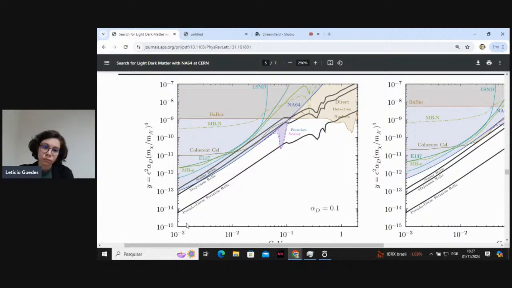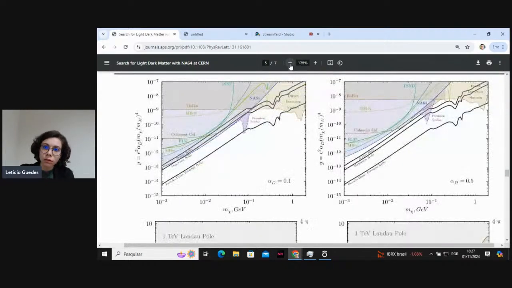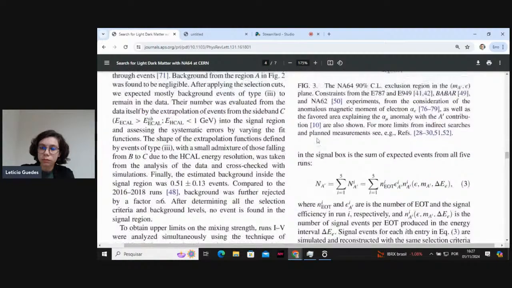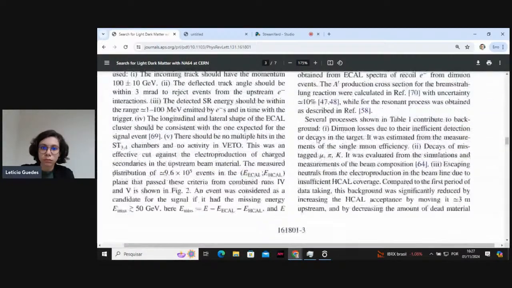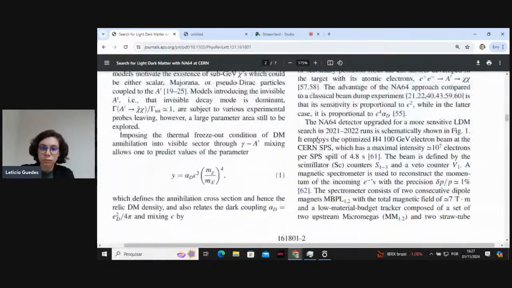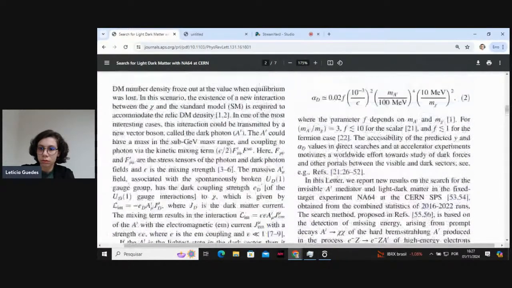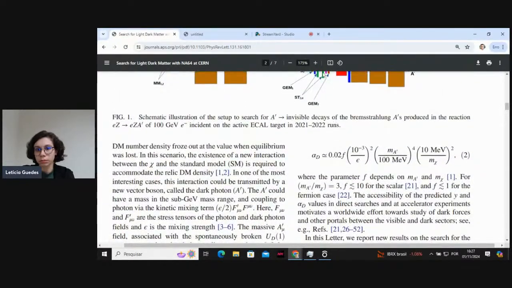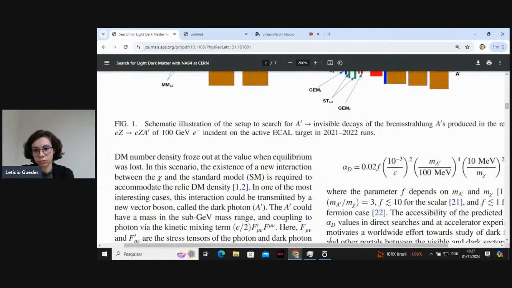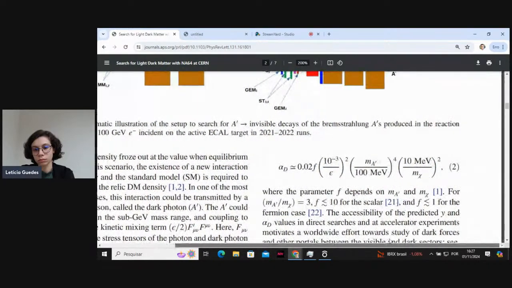But could you go up to the relic density equation you explained before? Yeah, that one. Okay. So they're saying that alpha should have this value to produce the correct relic density, right? Yeah. It is.